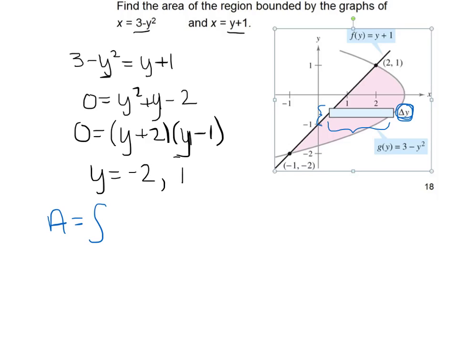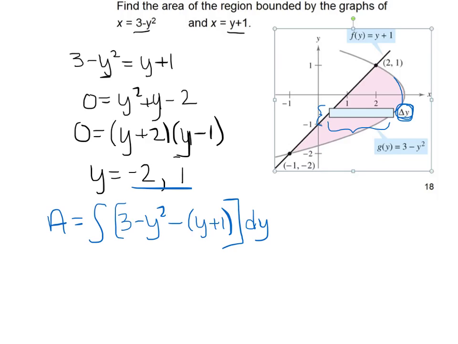And my width is going to be the difference between my f and g functions. So, because my g function is over here, I'm going to subtract my f function from my g function. So I'm going to end up with 3 minus y squared minus function f, which was y plus 1. I'm no longer integrating with respect to x. I'm actually going to integrate with respect to y, so I have dy, and my limits of integration are no longer with respect to x either. So I have to plug in those y values that I just calculated for my upper and lower bounds. So I'm going to go from negative 2 to 1.